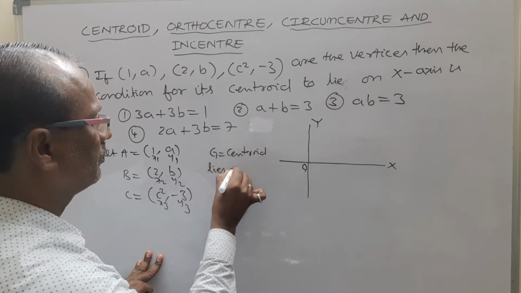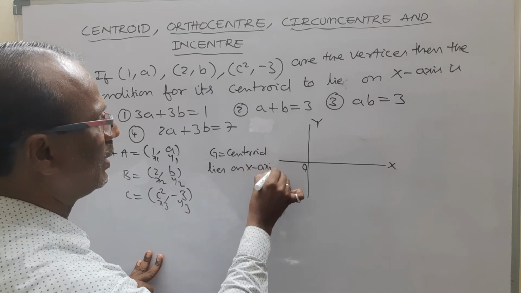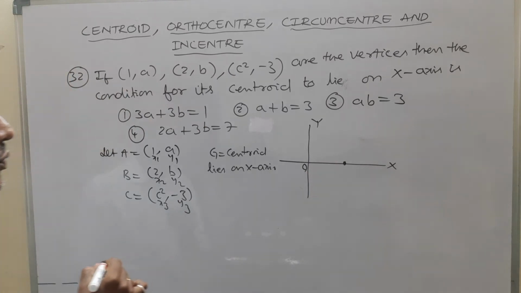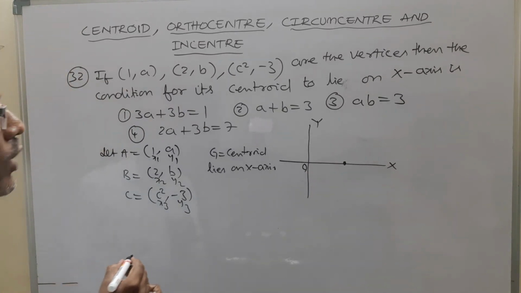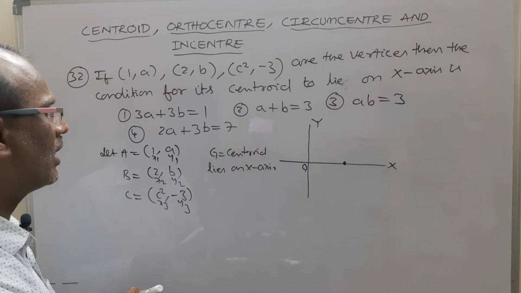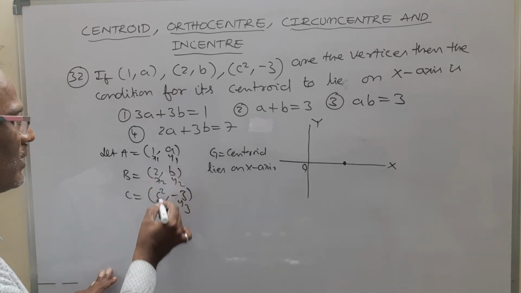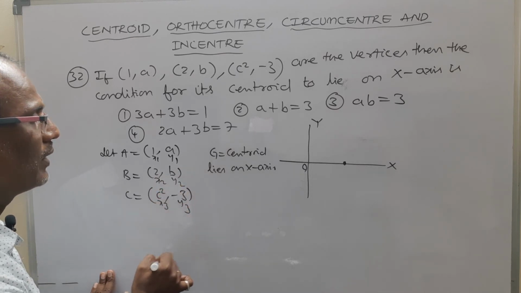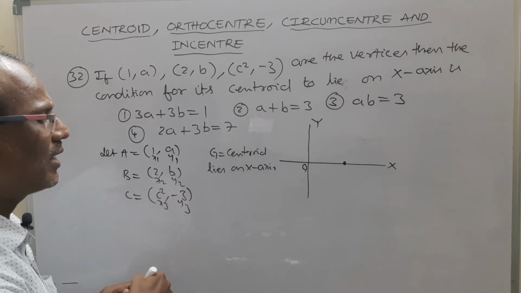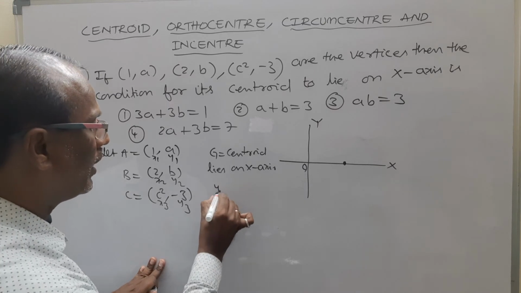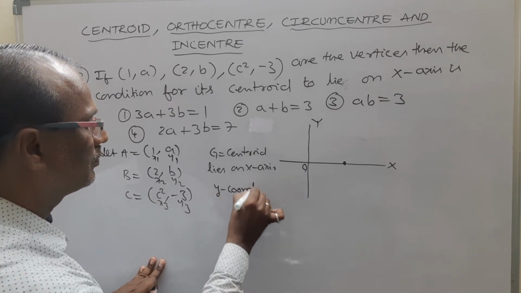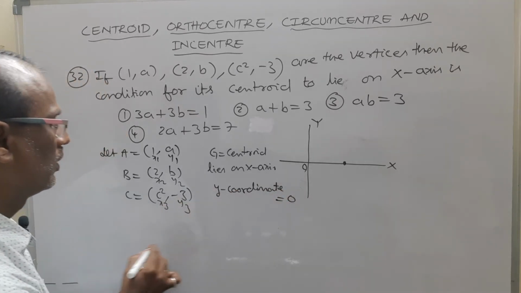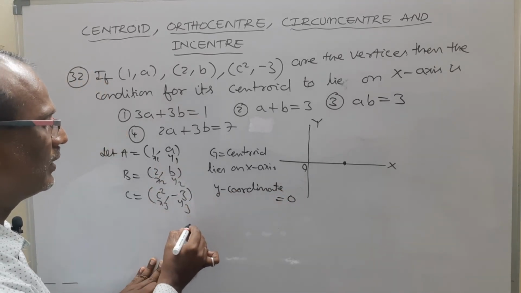This is the origin. Here G is the centroid of the triangle, and it lies on the x-axis, as given in the question. Lies on the x-axis means the y coordinate is 0. In the centroid, the x coordinate is (x1 plus x2 plus x3) by 3, and the y coordinate is (y1 plus y2 plus y3) by 3. Centroid lies on the x-axis means the y coordinate is 0, so (y1 plus y2 plus y3) by 3 equal to 0.